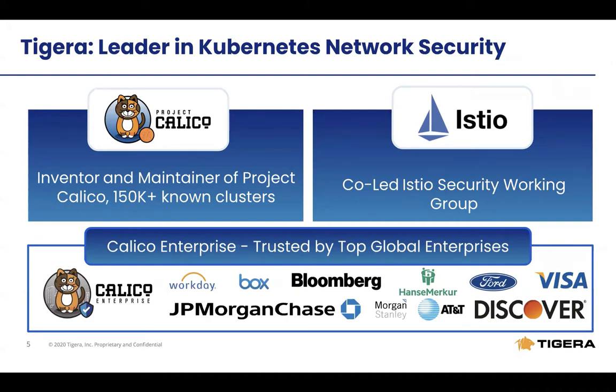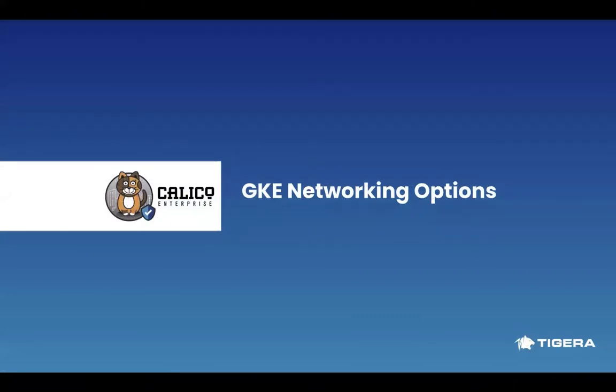And not only that, we have an enterprise version of Calico called Calico Enterprise that is trusted by top global enterprises. You can see here some of those names, a lot of financials and big Fortune 100 and 500 companies who are trusting us to secure their workloads and help them move to either microservices or cloud, all while protecting their business critical applications. So that was a good quick refresher of what Calico and Calico Enterprise are. Let's talk about GKE networking options.